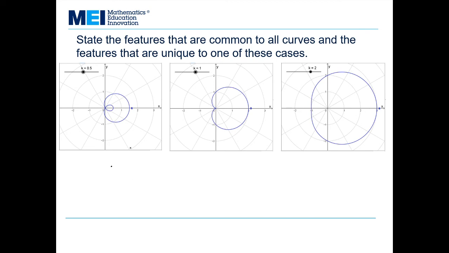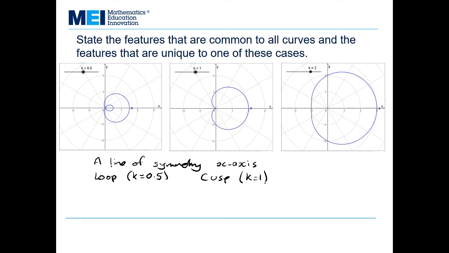This is the sort of commentary that you would put with your sketches then. So first of all, we've got a line of symmetry, and that would be in the x-axis or the polar axis if you want to express it using polar coordinates. We've also got a loop, and that's in the k equals 0.5 case, and we've got a cusp, and that was when k equals 1.